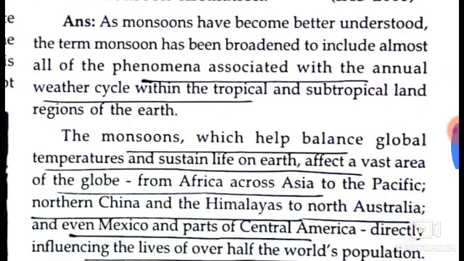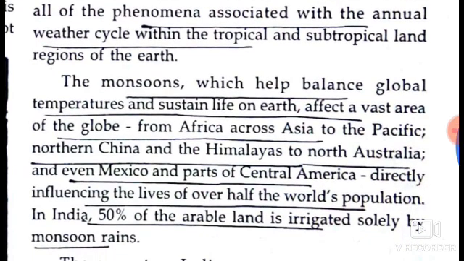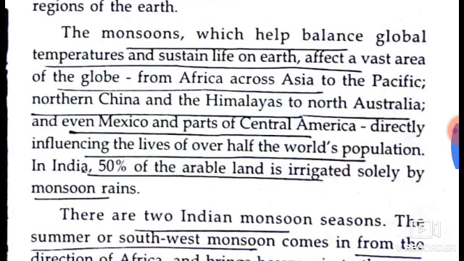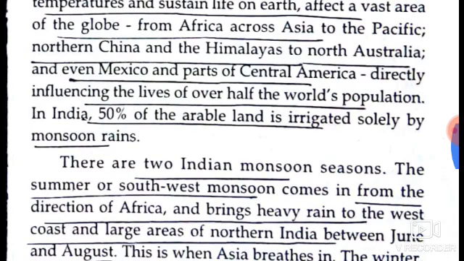The monsoons, which have helped balance global temperature and sustain life on Earth, affect a vast area of the globe, from Africa across Asia to the Pacific, northern China and the Himalaya to northern Australia, and even Mexico and parts of Central America, directly influencing the lives of over half of the world's population. In India, 50% of the arable land is irrigated solely by monsoon rain.